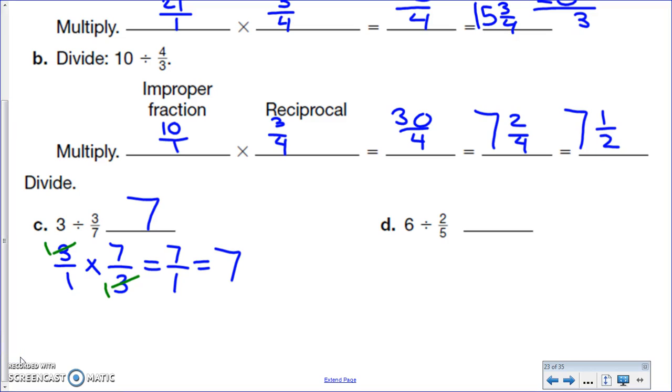For D, we have 6 divided by 2/5. So the first thing we're going to do is put 6 over 1 to make it an improper fraction. Then we're going to make the reciprocal of 2/5, which gives us 5/2. Next, we can do our cross-simplifying trick again with 6 and 2. We can divide them both by 2. So 6 becomes 3, and then 2 becomes 1.